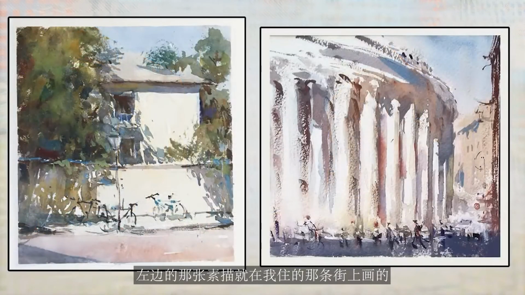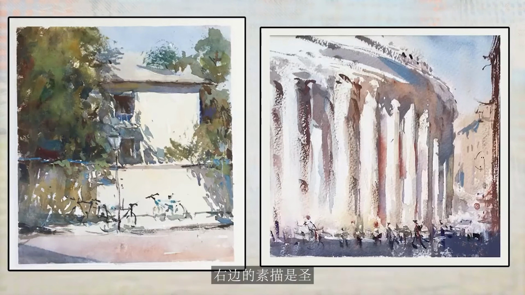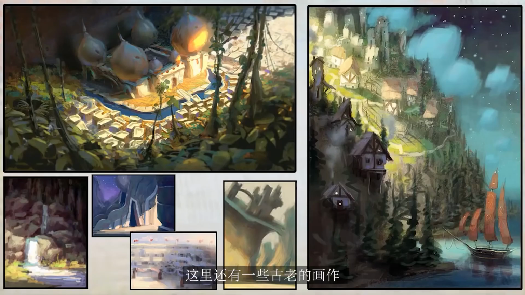That sketch on the left was done just down the street from where I live. The sketch on the right is St. Peter's in Rome. But light doesn't discriminate based on location. These are both paintings of white local colored objects, which gave me the opportunity to explore various mixtures of shadow colors.